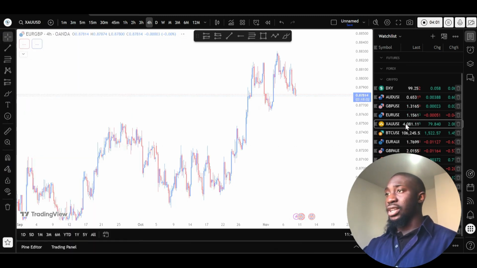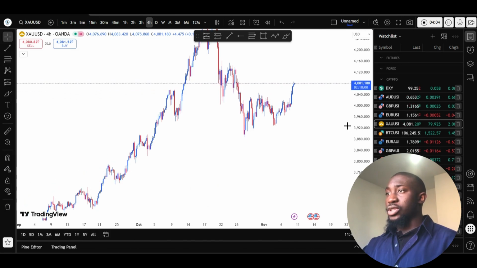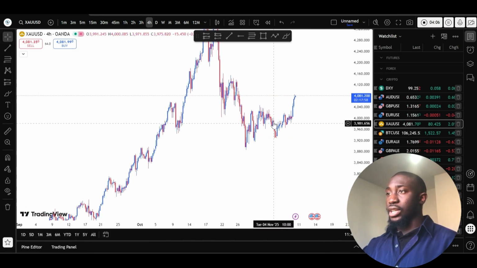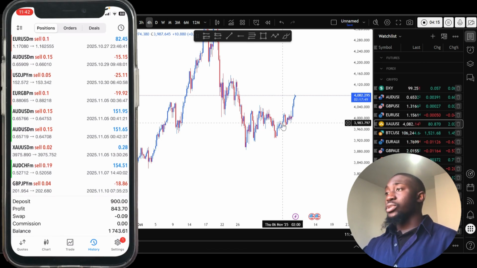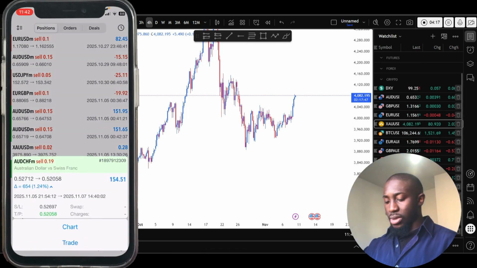I wanted to play one small trade last week around this area here. I was selling, but when I saw the careless movement, I just closed the trade by myself. Nobody advised me. Therefore AUD/CHF, this is what I made, 154.